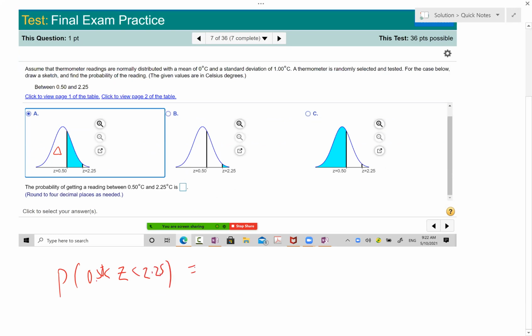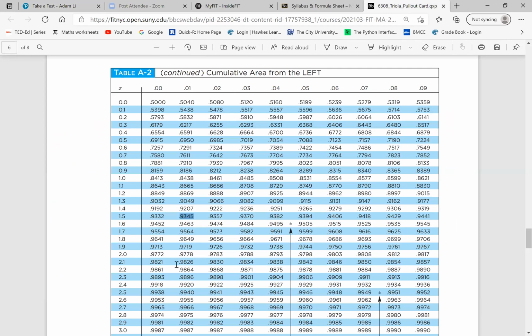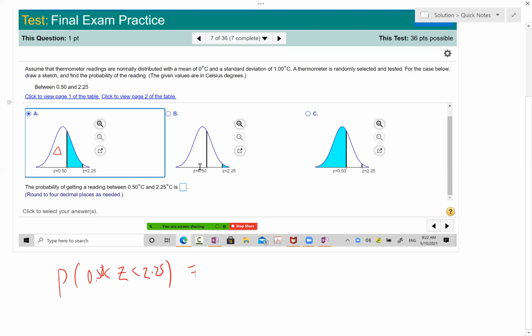So look up the bigger probability first. We go to table A2, and 2.25 first: 2.2 right here, and then 5. So that turned out to be 0.9878. Okay, so that's the bigger area. Let's mark that number first, 0.9878.